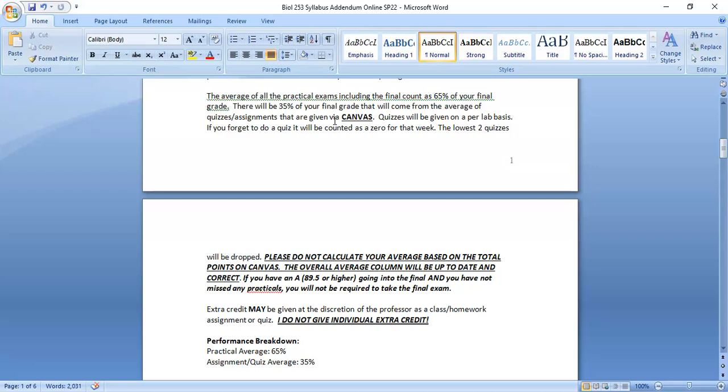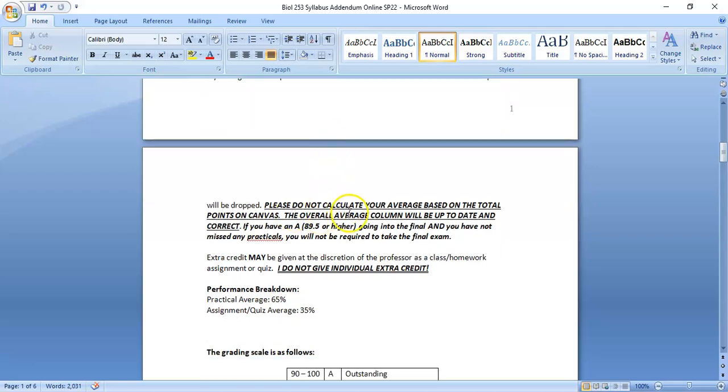And Canvas knows which grades are the lowest, which grades are the highest, and so forth. But if you stay on top of everything and don't miss any, then it'll just pick the 2 lowest quiz grades. So that 35% of your grade should be fairly impressive as far as helping your overall average, because it does make up a huge chunk, and that 35% is basically like a 35% open book test. You don't have to calculate your average. Canvas will calculate everything for you.